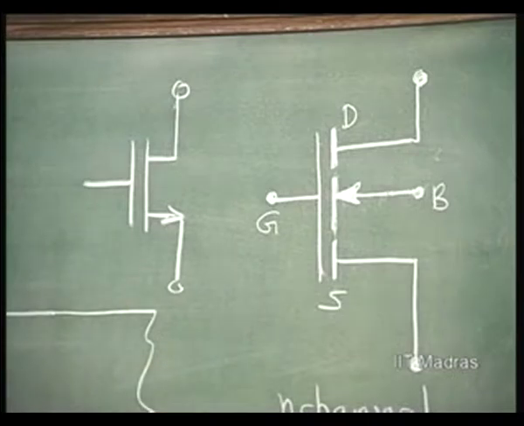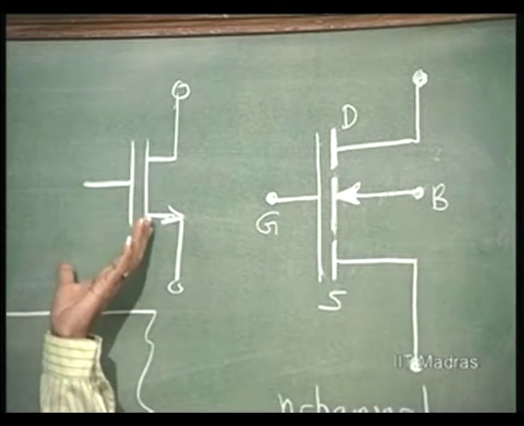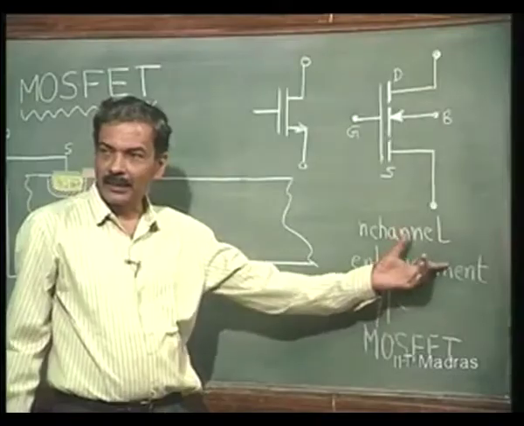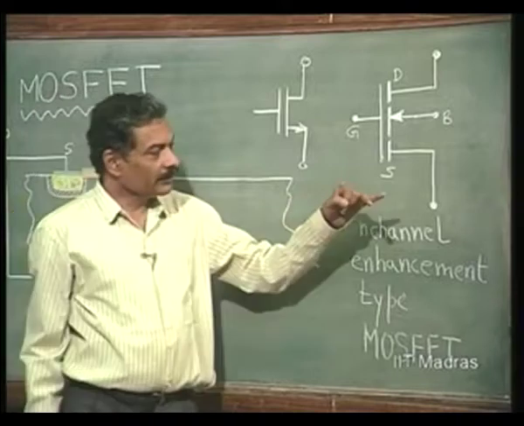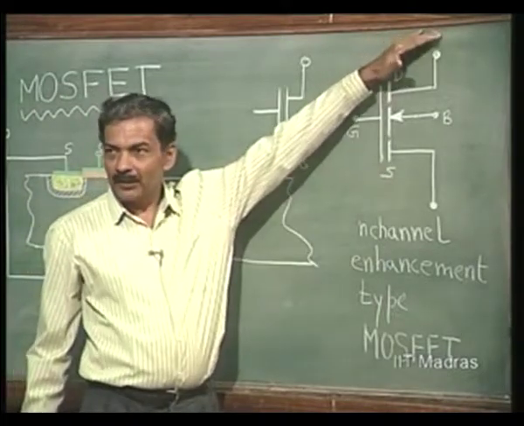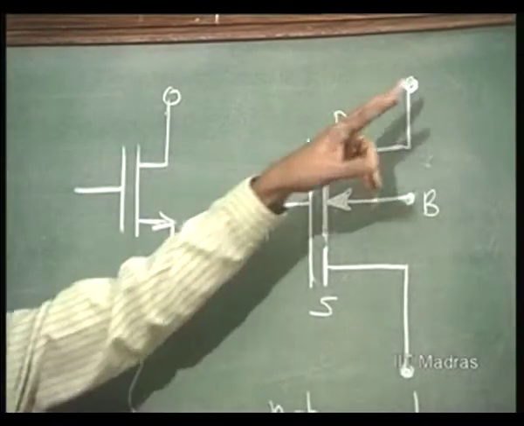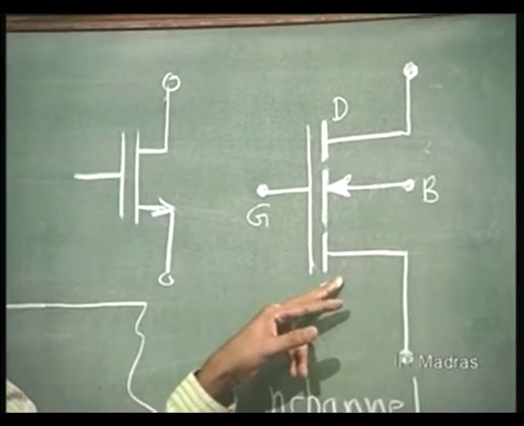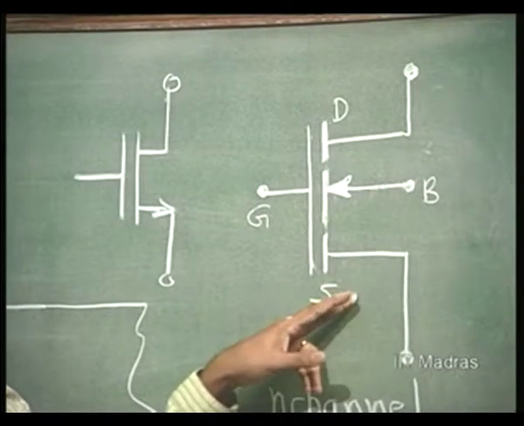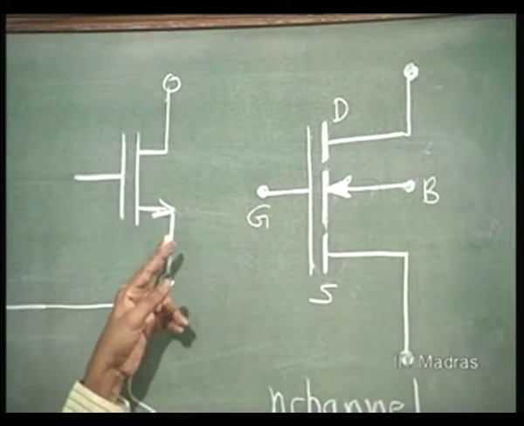This is the simple symbol adopted for a MOSFET, which is N channel enhancement type. Why? Now, this is connected to positive potential, and this also is going to be connected to positive potential for making it work. The current direction will always be this way, and the current direction is always marked at the source end or emitter end. So, the current direction is indicated here this way.